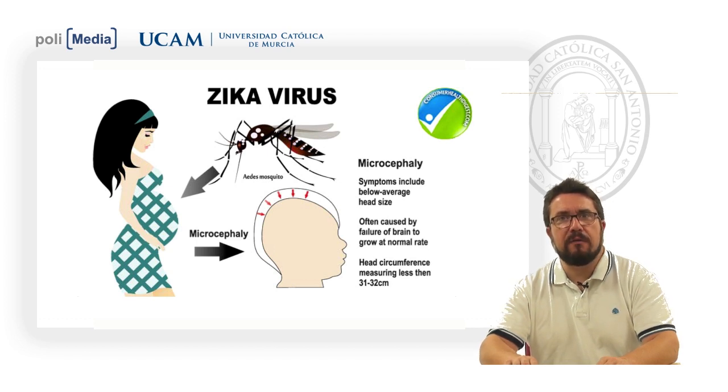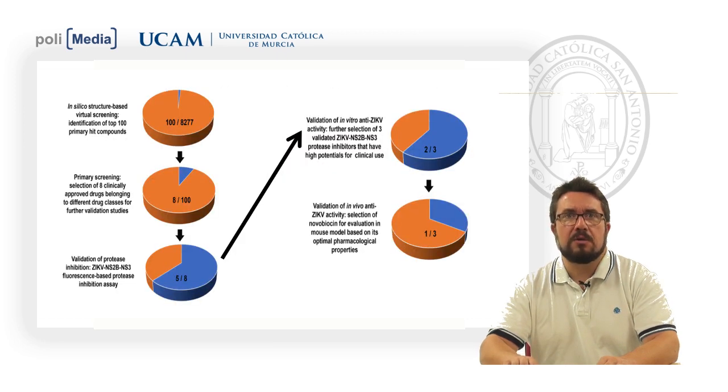So in case we would find a hit, it could be applied directly, or we could go directly to clinical trials, so that the gap between discovery and application would be enormously reduced. So we performed virtual screening of the DrugBank library. From 8,000 molecules, we selected the 100 most promising in silico hits, and then our colleagues from Hong Kong University performed a primary screening.